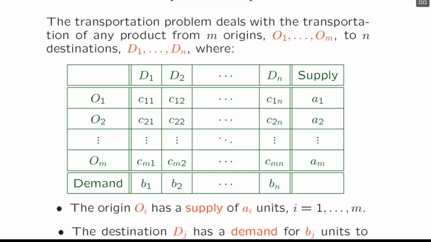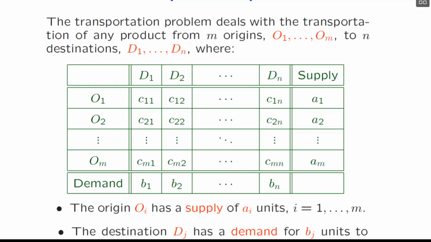Well, today we shall be studying the transportation problem. Transportation problems are a special kind of optimization problems. In fact, a special kind of linear programming problems which deals with transportation of products from some origins to some destinations.